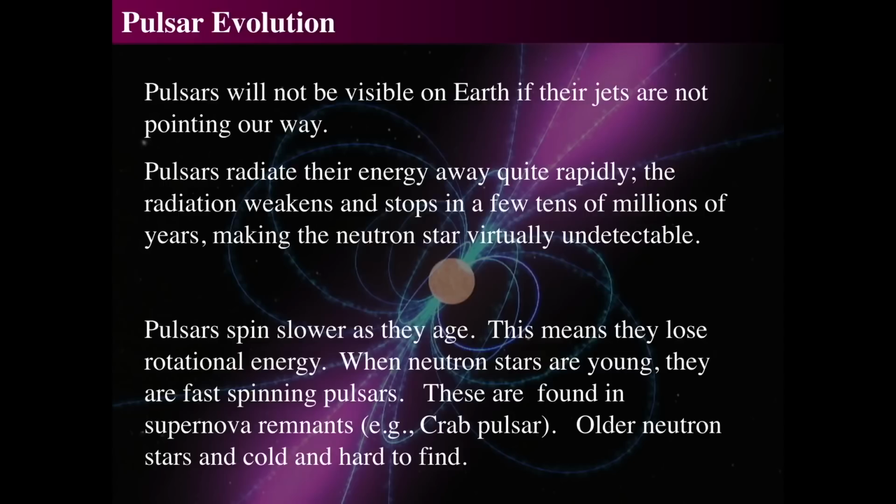All right, so because they do that, pulsars evolve. And we don't see them, of course, if their jets aren't pointing our way. And pulsars will radiate their energy away very rapidly. And that's because the magnetic field will cause the light to occur. And if it's emitting light, it's losing energy. If it's losing energy, then it must slow down because basically this is one big dynamo.